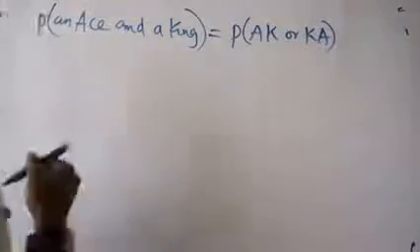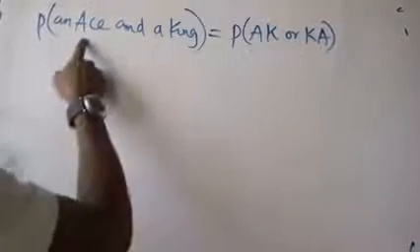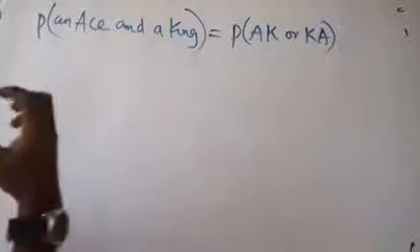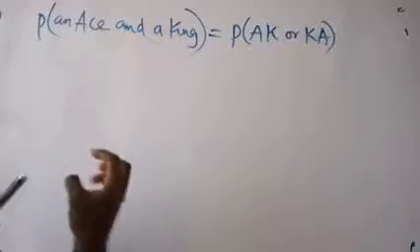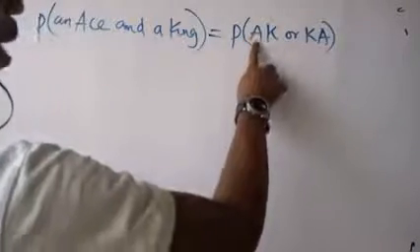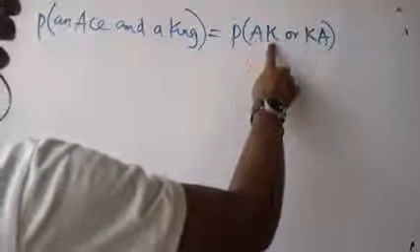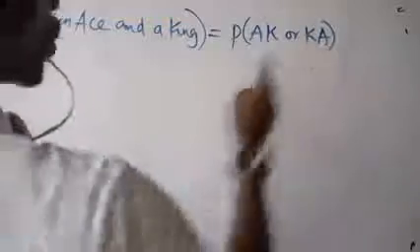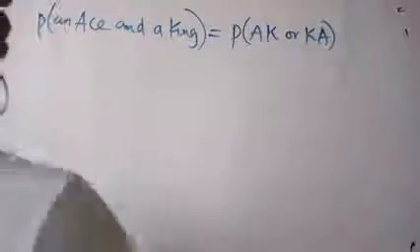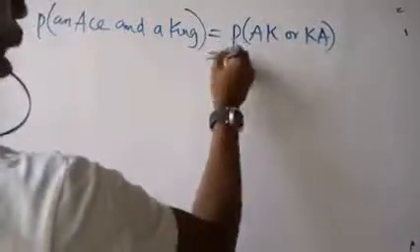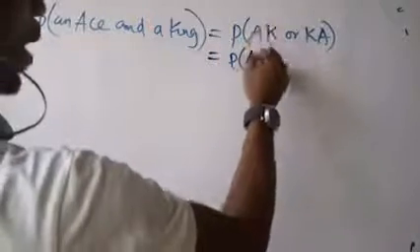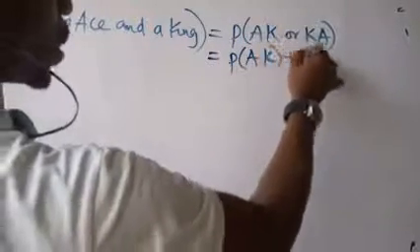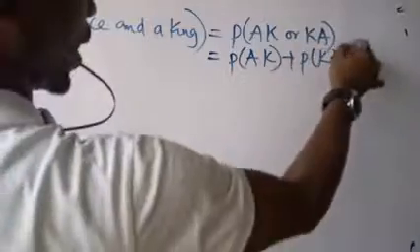Let me explain that. Probability of picking an ace and a king, you give all the possible options that you have. I could pick an ace the first time, pick a king the second time, or I could pick a king the first time, then followed by an ace. And this all means plus. So I will have probability of A, K, plus probability of K, A.